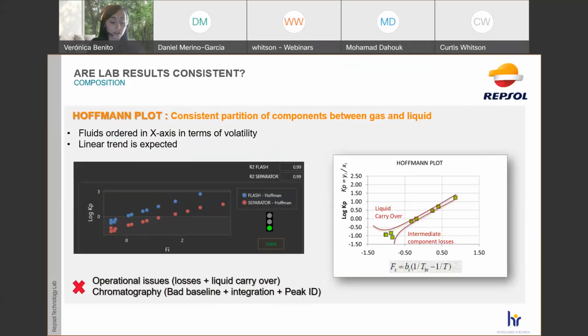The information is consistent. So some of the problems that may occur during this experiment that are causing inconsistencies in this checking could be operational problems, for example, compositional or component losses, or again, liquid carryover, no? And also we could have chromatographic analysis issues, such as, for example, a bad baseline in the chromatographic analysis, or issues during peak identification and integration, and can alter our results.